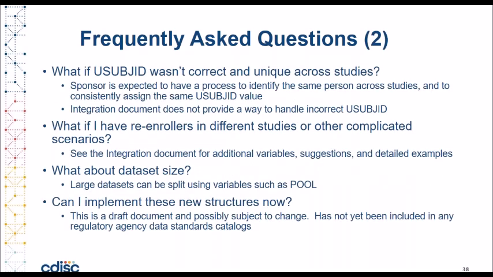What if USUBJID wasn't correct and unique across studies? Adam is not getting involved in that one. If somewhere upstream the work to make sure that USUBJID is correct and the individual subject is properly identified across all those studies didn't happen, we're not going to try to fix that for you. You're going to have to figure out how to fix that yourself, because it should have been correct up here, and Adam doesn't fix problems that are up here. Adam fixes stuff down here, all right? So you're going to have to figure that one out.